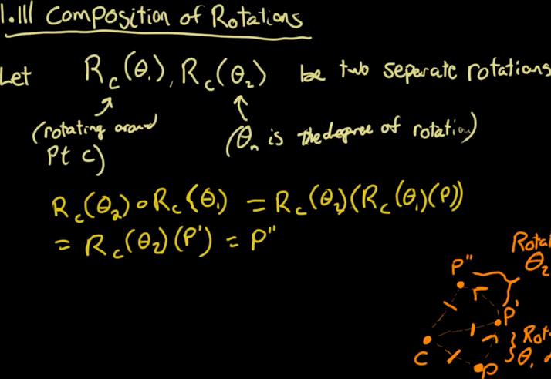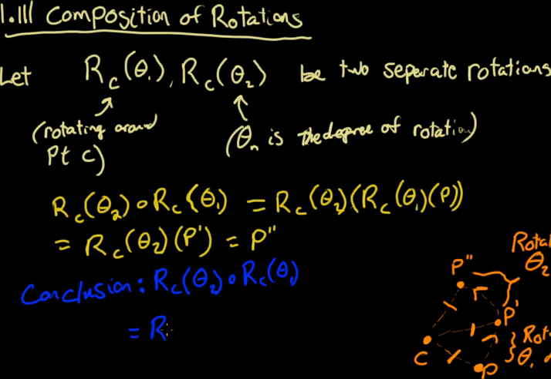And our conclusion for this is our composition of rotations, which is r sub c theta sub 2 composed with r sub c theta sub 1 is equal to r sub c of theta 1 plus theta sub 2.